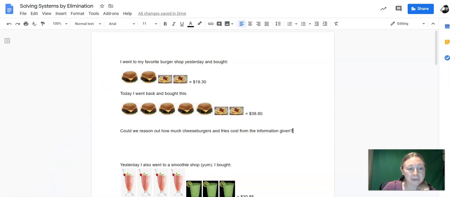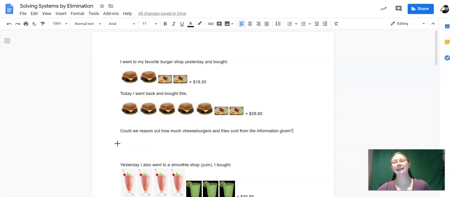So let's say yesterday I go to my favorite burger shop and I purchase this set of stuff. I buy 2 cheeseburgers and 2 sets of fries, and it cost me $19.30. And then today I go back to the same burger shop, and this time I purchase 5 cheeseburgers and 2 fries, and it costs $38.80. Do you have enough information from what I gave you to be able to figure out how much cheeseburgers and fries cost? Pause the video, think about it, and come back in a moment.